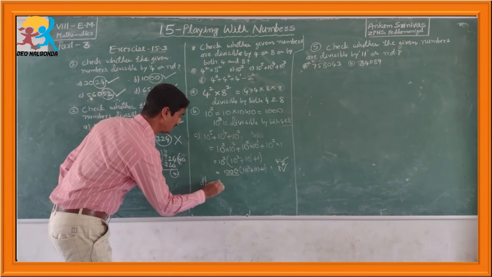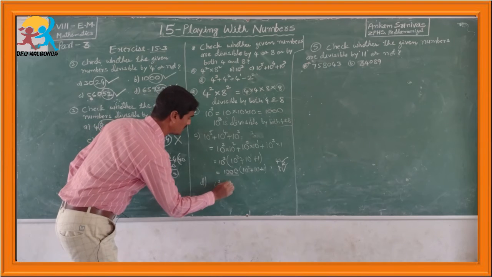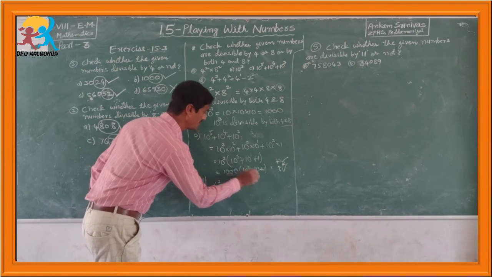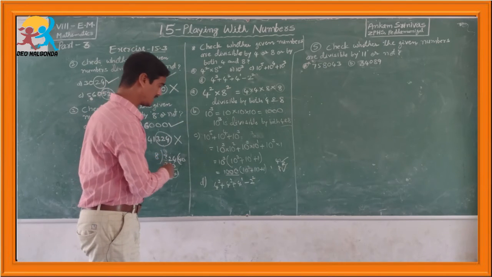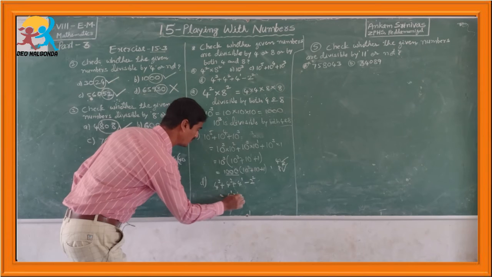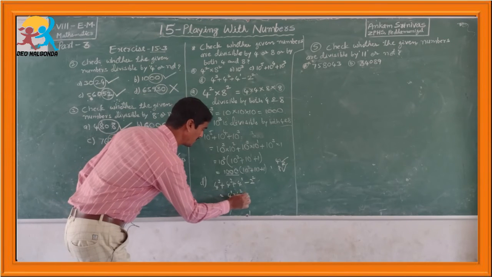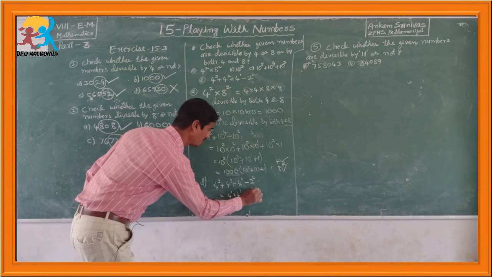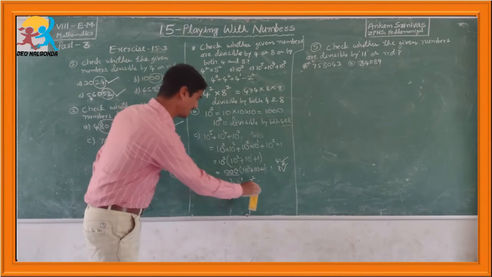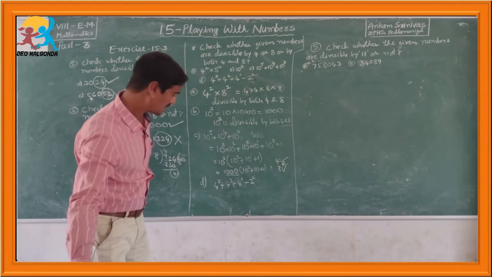4 power 3 plus 4 square plus 4 power 1 minus 2 power 2. So this one I am going to write as 4 power 1 into 4 square plus 4 power 1 into 4 power 1. Otherwise, simply write like this without using the factor.